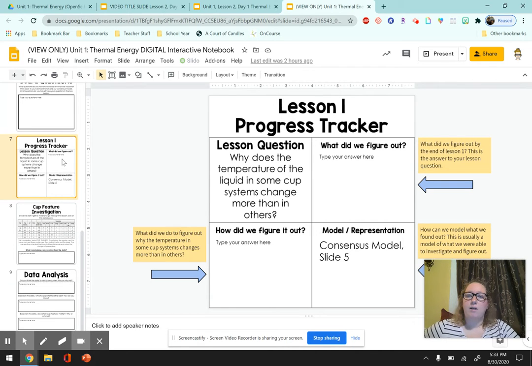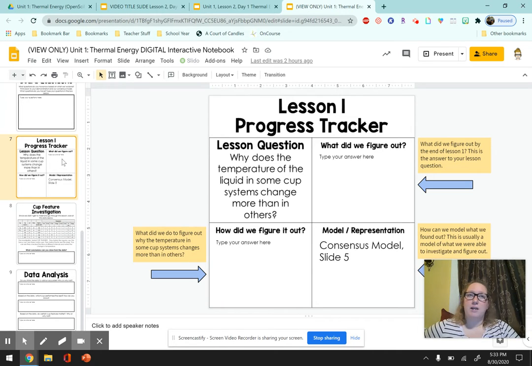What did we figure out? Type your answer. What cups were working better than others? Some of you looked at data. Some of you were able to see an actual investigation of the cups in person. So type out what we figured out, and how did we figure that out? No matter what, both groups of students were able to see or collect some kind of data.